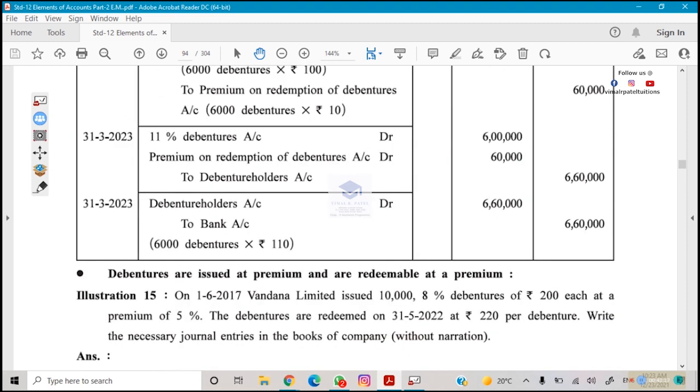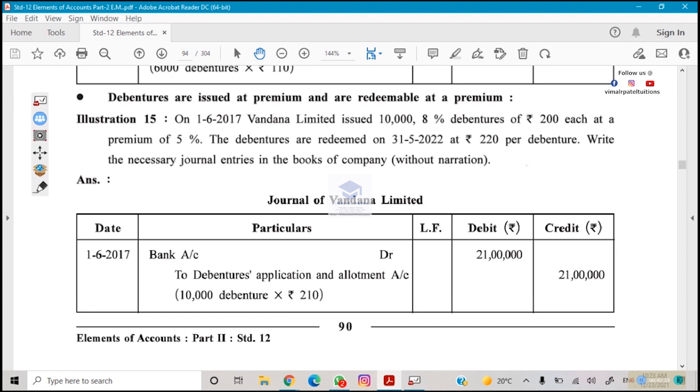Then 11% debenture account debited, premium on redemption account debited to debenture holder 6,60,000, and debenture holder to bank 6,60,000. Issued at premium, redeemable at premium.